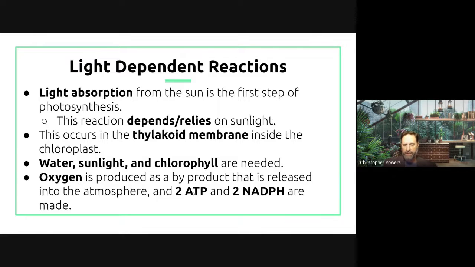And 2 ATP and 2 NADPH are made. All right, so that's what we get out of it. This is what is produced from the light dependent reaction. This is what's needed. These are the reactants, the things that we use, to do the waste product from water. So this is what's produced. This is reactants. This is the products.